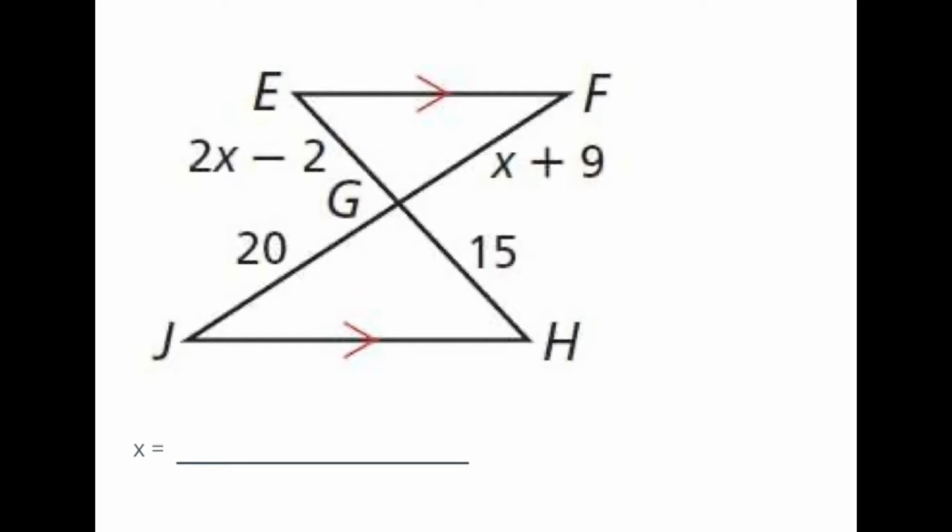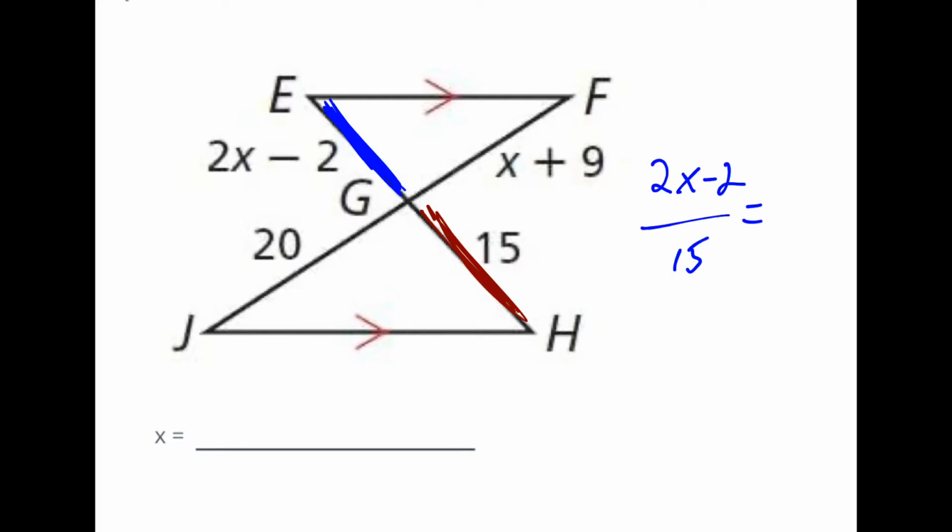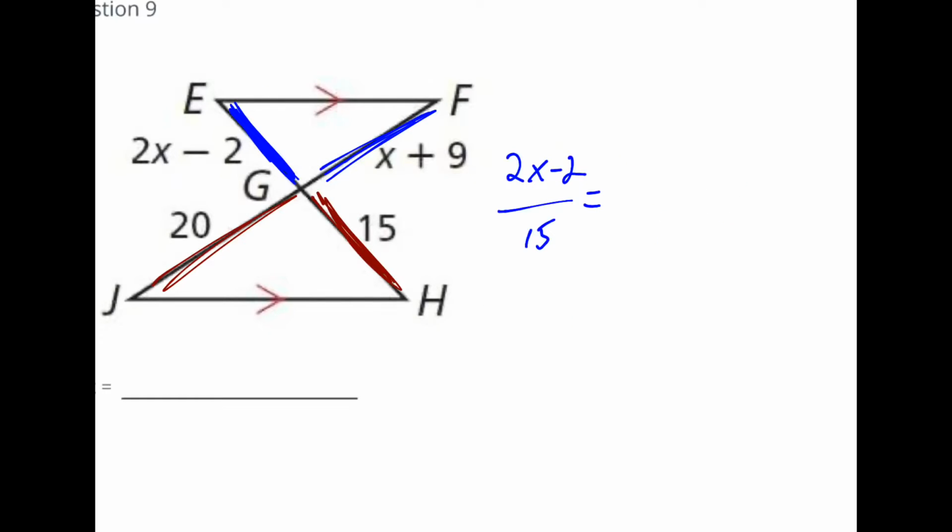In this one down here, I am comparing, well, a variety of different things I could do with this one, but let's just start with this side here, EG, and let's say that I compare that to HG. So I have 2x minus 2 over 15, and I set this equal to x plus 9 on this side and 20 on that side. If I was to cross multiply, I'd get 20 times 2x minus 2 is equal to 15 times x plus 9.